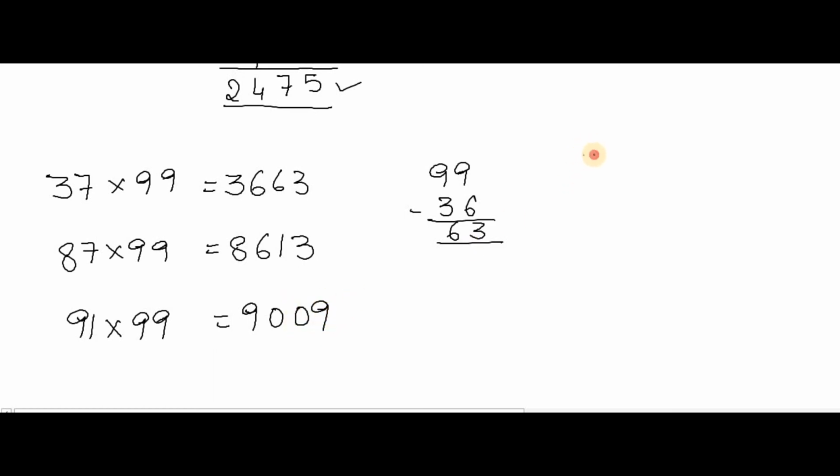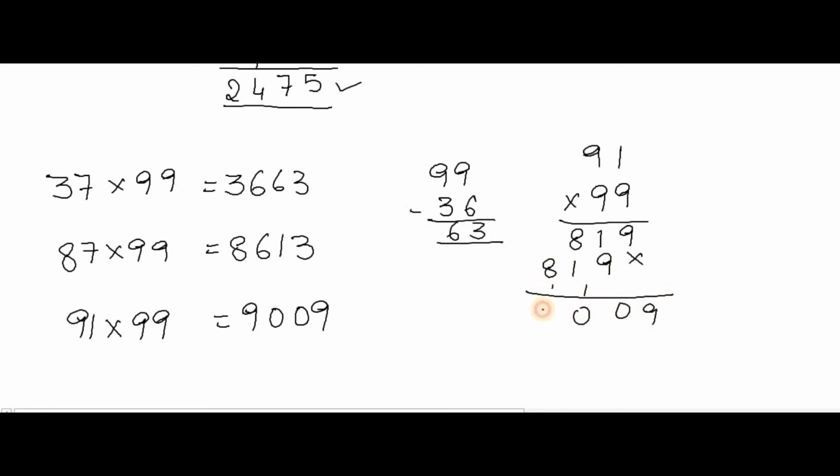So we will check this with our original procedure. 9 1s are 9, 9 9s are 81. Again 9 1s are 9, 9 9s are 81. So the answer is 9009.